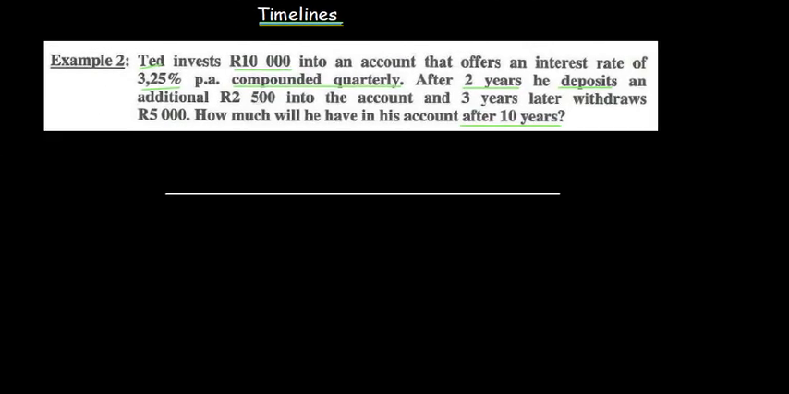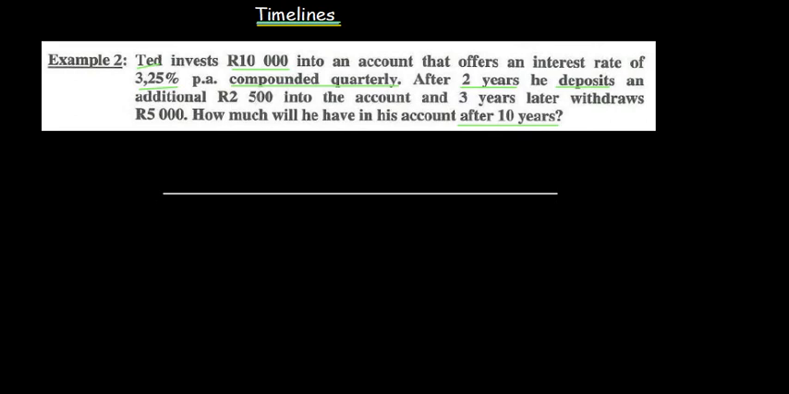The question that I wanted us to do was this one. Ted invests 10,000 into an account that offers the interest rate of 3.25% compounded quarterly. So if it says quarterly, now we know that we would be dividing the interest by 4. And what was the interest? This is the interest here, good people. Remember, you turn it to decimal. It's going to be 0.0325. Okay, that's your interest there.